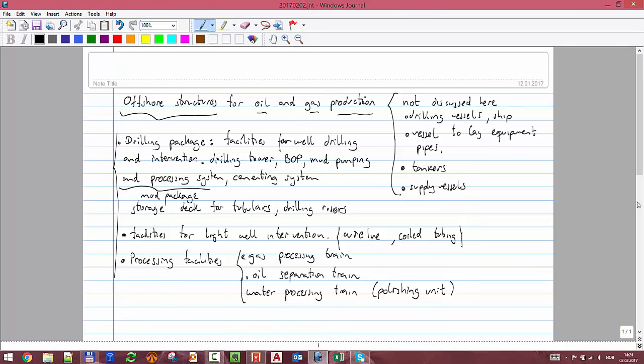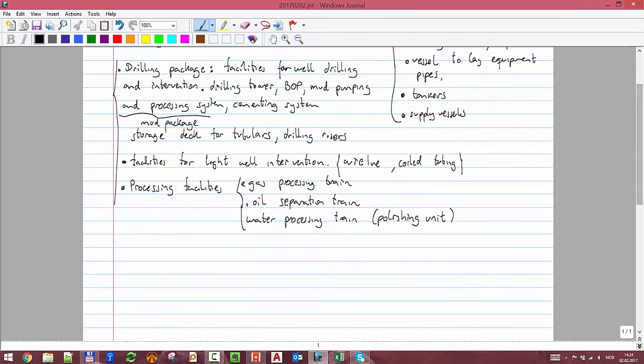Then what else do we need? If we are performing gas injection, we need also some gas injection system. Okay, that we need basically some compressor trains, and we need also the valves. You need also the pipes to send that gas to the reservoir.